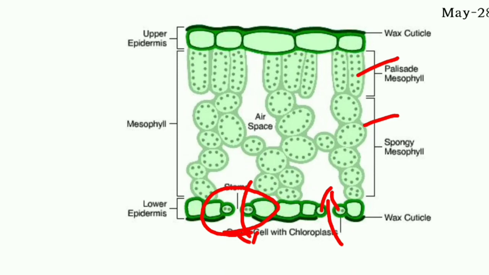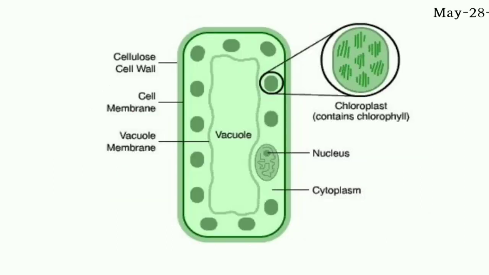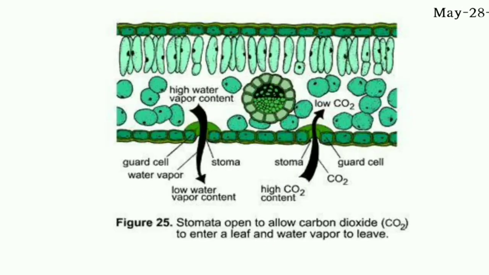These particular cells are known as guard cells. Like guards, they work as the guard for the cell. Remember students, whenever the stomata opens up, it allows the carbon dioxide to enter, and when it closes, it will not allow any exchange of gases. So when these guard cells shrink, the stomata gets open.